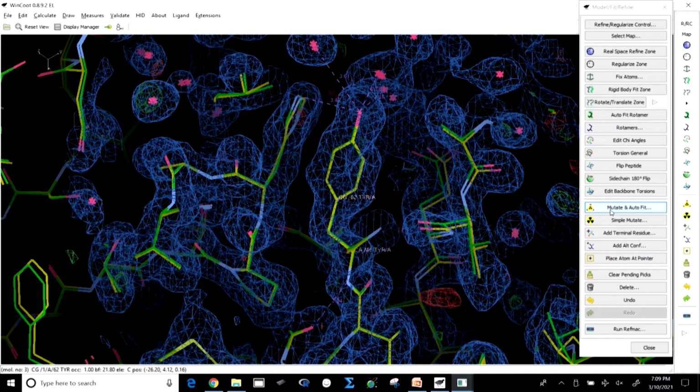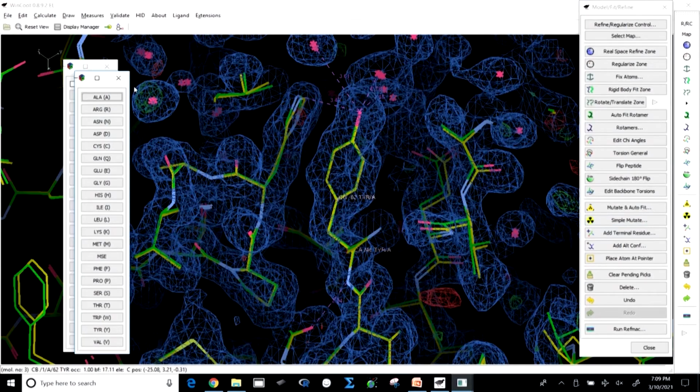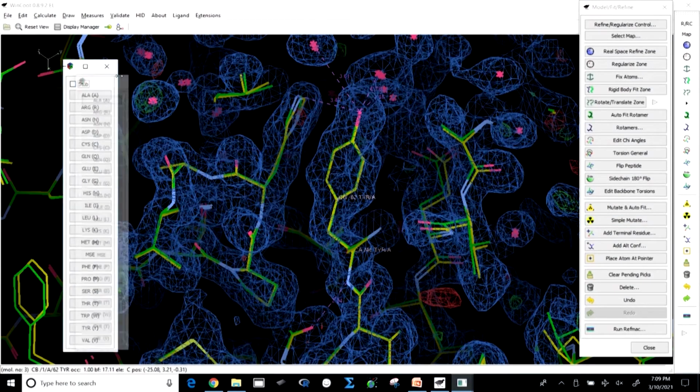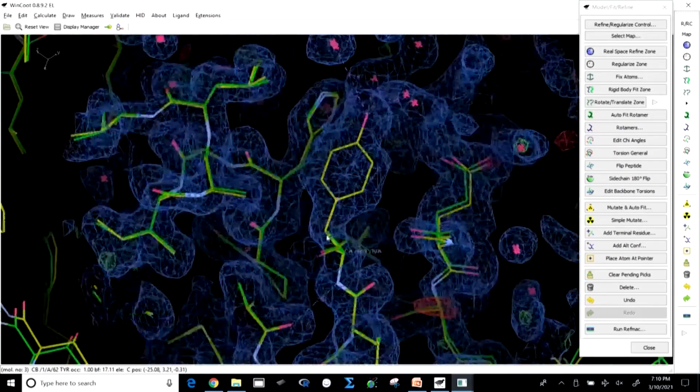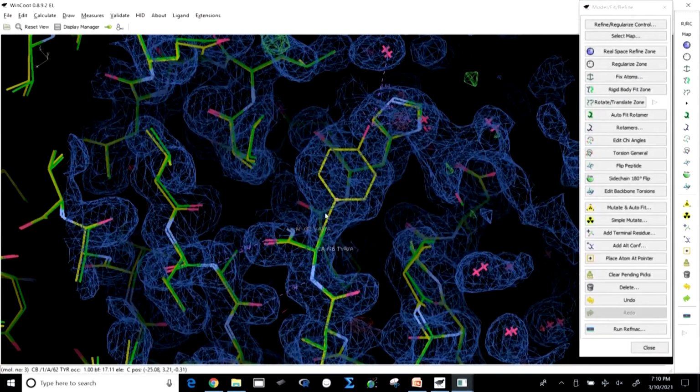There are two options, mutate and autofit or simple mutate. Simple mutate you would do when you do not have an electron density map. When you have an electron density map, you will do mutate and autofit. When you click here, you will see that all the options are given. Suppose you want to do an alanine. So, you see that the alanine mutation happened.